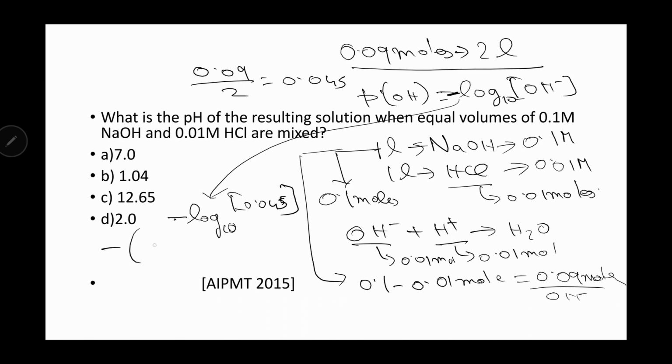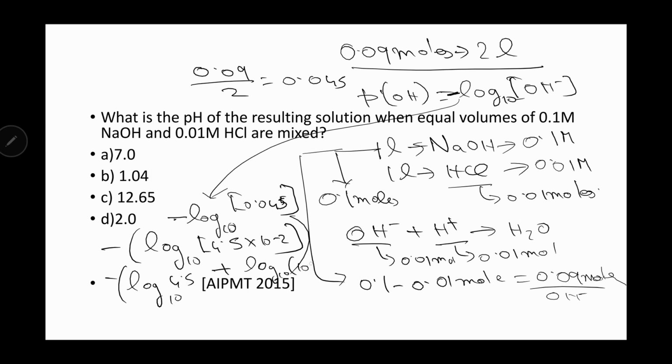Now if we try to break it down, it becomes log of 4.5 into 10 to the power minus 2, and you can understand that what it will become is log base 10 4.5 plus log base 10 to the power minus 2, which means that the value will be somewhere between 1 and 2, and therefore our value of pH will become 14 minus 1 point something. So it will be around 12 point something, which is the solution here. The solution is C.